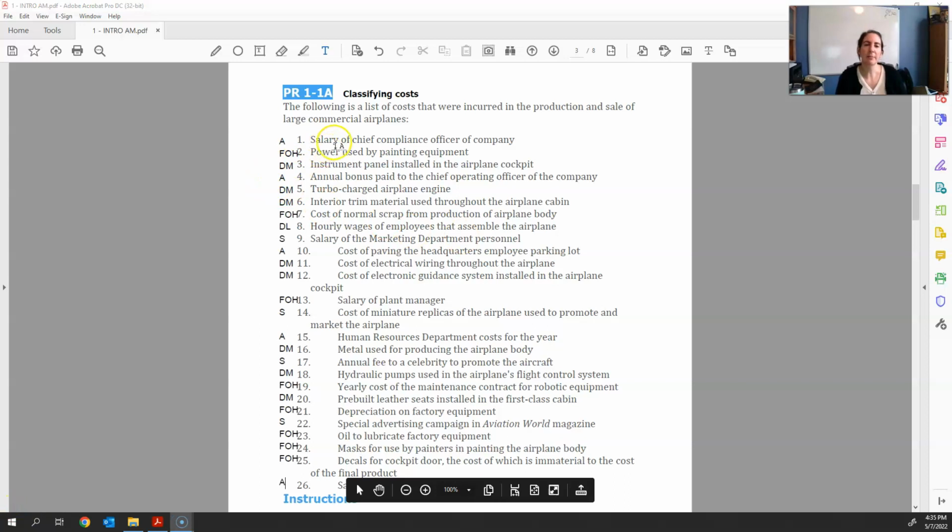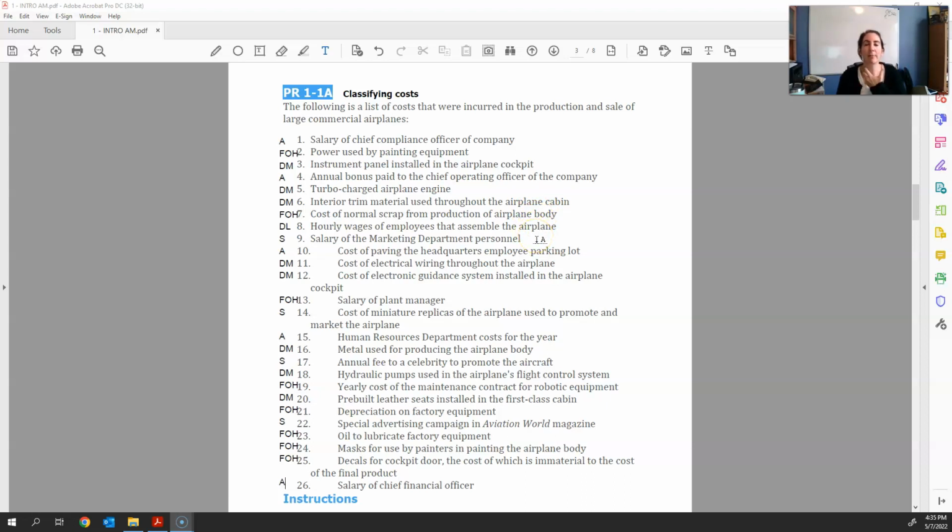All right, let's see how you did. So salary, chief compliance officer, administrative, right? That's about running the business overall. Power used by painting equipment. We're making commercial airplanes here. Factory overhead, that's electricity. Instrument panel, you'd imagine that's pretty significant. Direct material. Annual bonus paid to the chief operating officer, administrative. Turbocharged airplane engine, definitely direct material, right? Interior trim panel, used throughout the entire cabin. I'd say it's probably direct material as well. Cost of normal scrap. Sometimes there's scrap material. It is what it is. Factory overhead. It's just a cost, right?